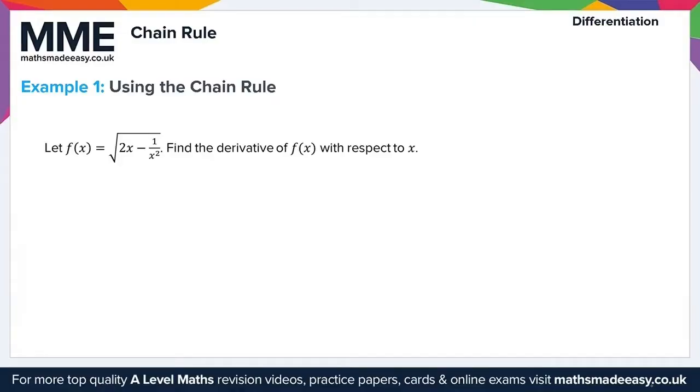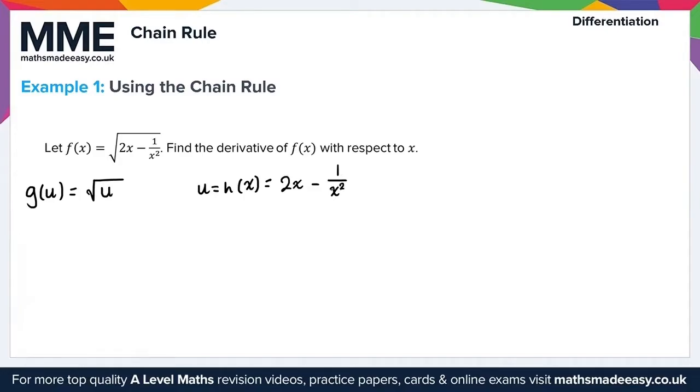Example 1 here on the chain rule is taking a look at using the chain rule. We've got our function f of x here, and we just want to find the derivative of f of x with respect to x. The first thing we should do is denote that g of u is equal to the square root of u. And u here is equal to h of x, and h of x is equal to everything underneath the square root. So that's 2x minus 1 over x squared.